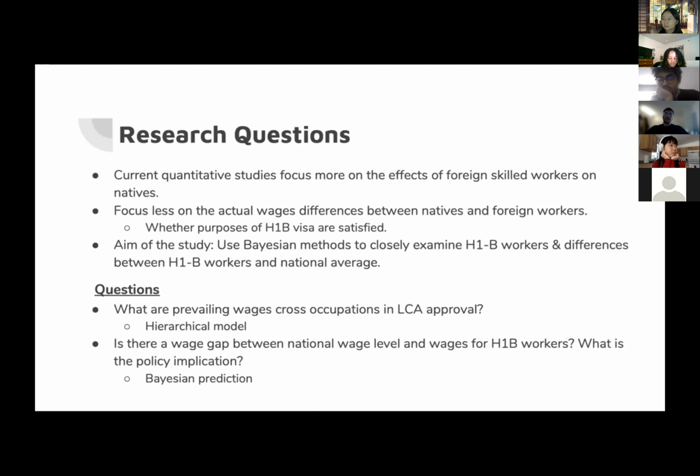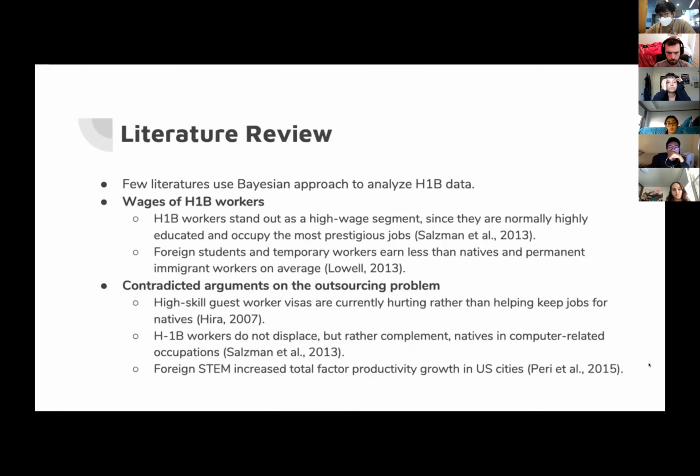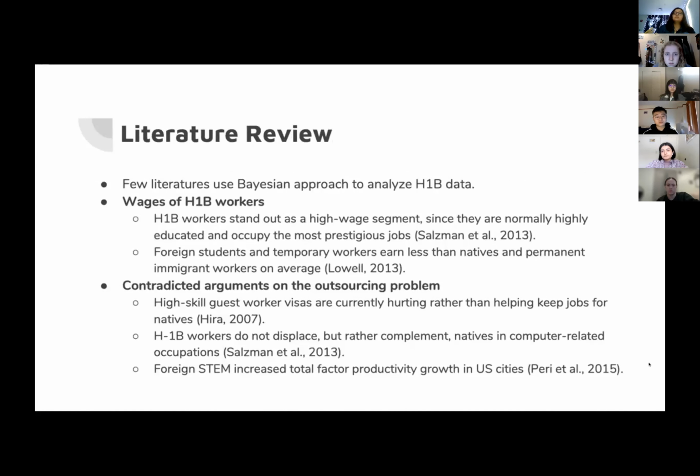It can give us some future policy implications. Few literatures use Bayesian approach to analyze H-1B data. Most of them are theoretical, claiming that there are differences in wages of H-1B workers and natives. They also propose that there is an outsourcing problem.